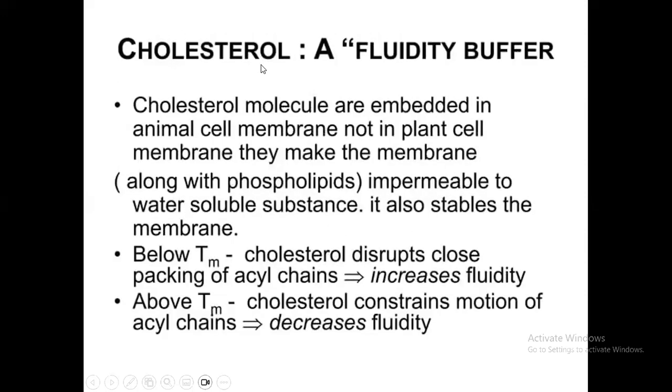Then coming to cholesterol molecules. Cholesterol molecules function as a fluidity buffer. These cholesterol molecules are embedded in animal cell membranes and not in plant cell membranes, and they make the membrane impermeable to water soluble substances. It also stabilizes the membrane. Below the melting temperature of the membranes, the cholesterol will disrupt the close packing of the fatty acid chains, and thus help to increase the fluidity.